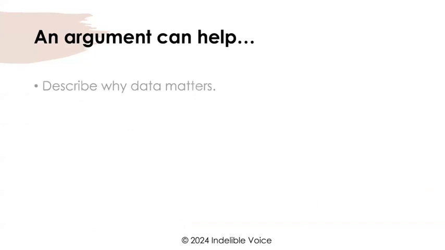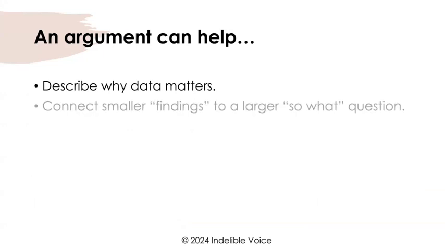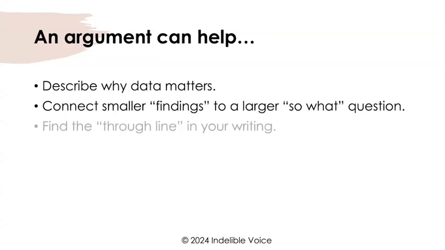So an argument like this can help describe why data matters. She might have just said, I'm going to analyze the actions of activists, government officials, and media executives. But what does it add up to? How is she interpreting it? And then how does it lead to a particular larger conclusion? In this way, an argument also connects smaller findings to a larger so what question. If you've ever had your advisor ask you, well, so what? Why does this stuff matter? Why does your research matter? You have to get accustomed to having an answer to that question.